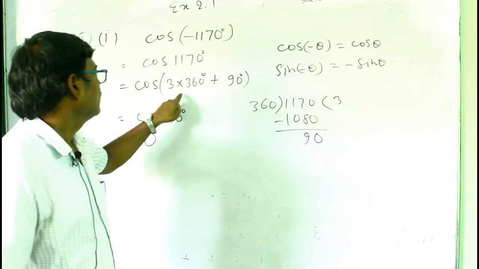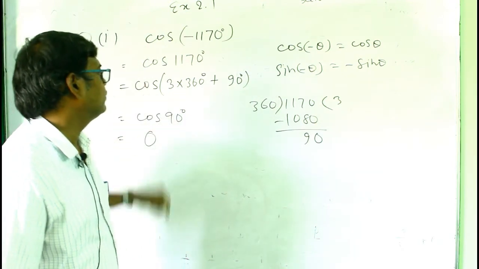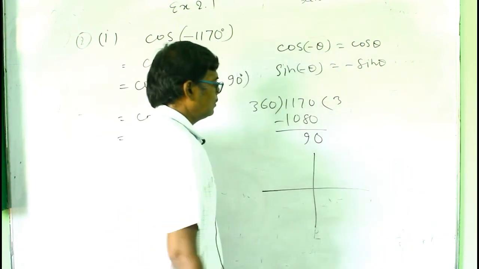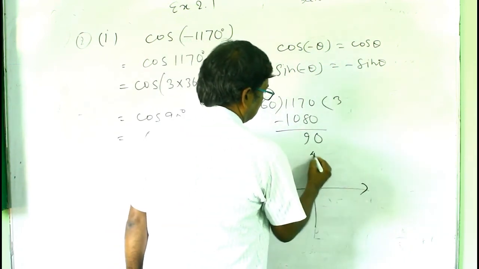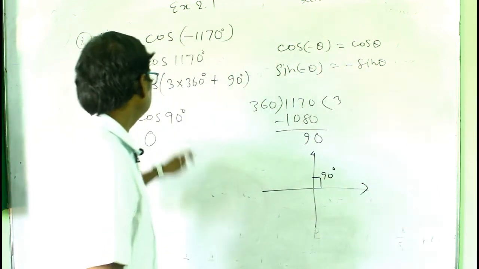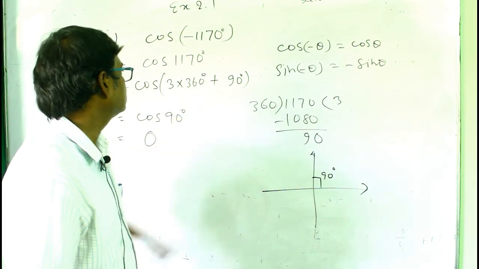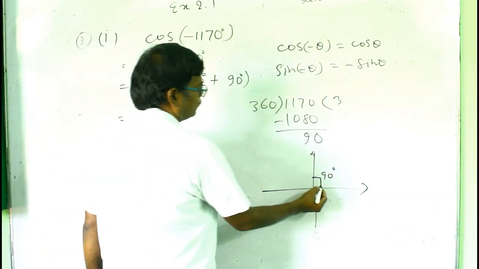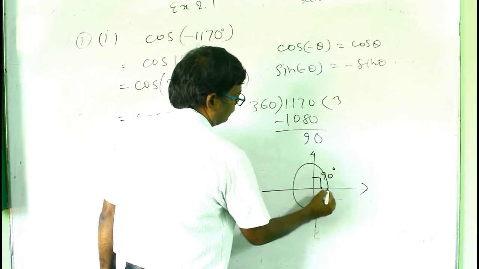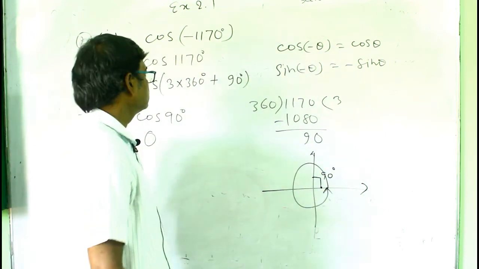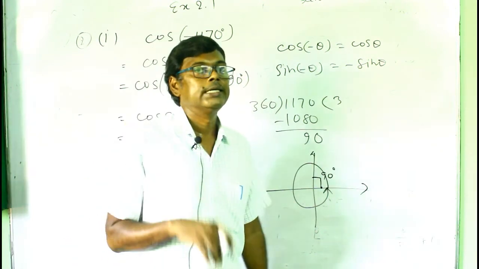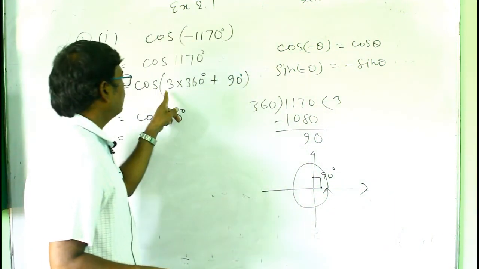And here is why we got this cos 90. If you have an angle of 90 degrees here, and now it is 3 into 360, it means that if you start from this point and move one rotation, that is 360 degrees, a complete round.